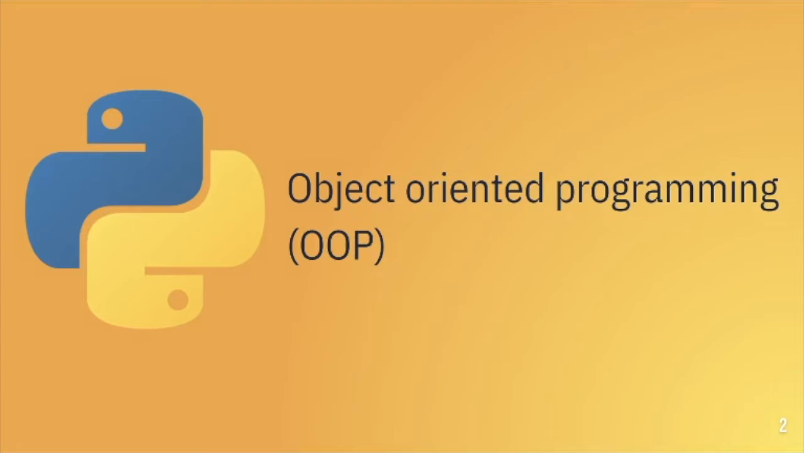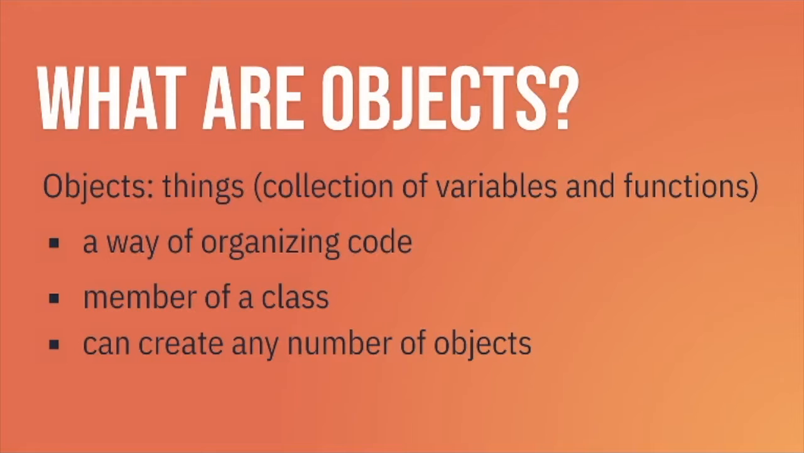So first off, in order to understand this, we have to look at Python as the language. Python is an object-oriented programming language, also known as OOP, which means instead of focusing on using functions, it focuses on using objects. So what are objects? Well, objects are things, basically the equivalent of nouns in Python. They're a collection of variables and functions. They're a collection of data, which are the variables, and methods, which are the functions, that then act on those data or variables. It's a way of organizing code, and objects are a member of a class, and you can create any number of objects with any number of classes.